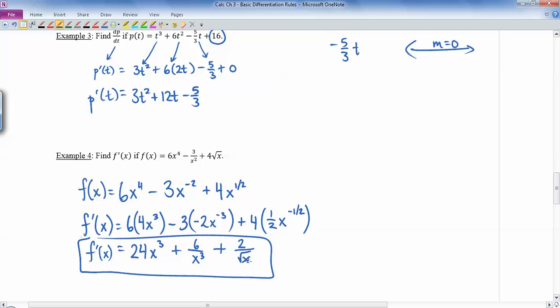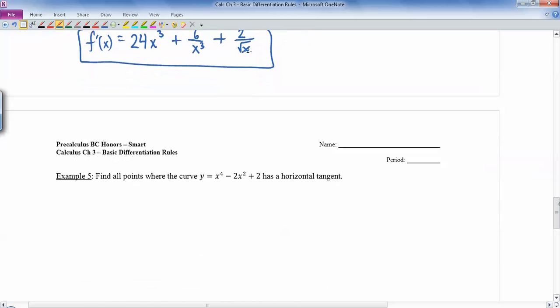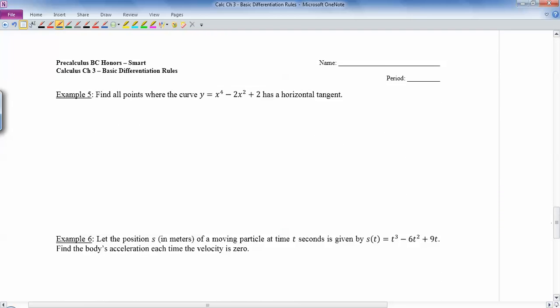Let's just go ahead and crank out the last couple examples while we're doing it. So example 5 is find all the places on the curve where that function has a horizontal tangent. So remember, horizontal tangent means the same thing as slope is 0. And slope is the same thing as f prime or dy dx equals 0 in this case. And you can also say y prime if you wanted to, or dy dx. So we want this to equal 0.